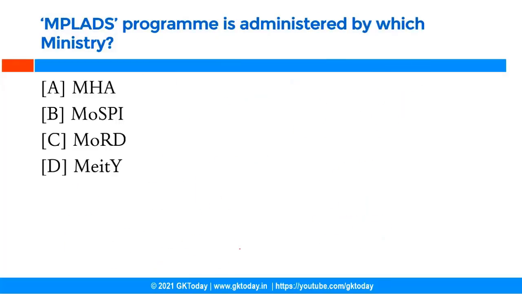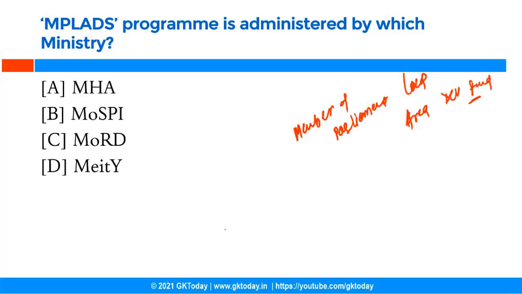Next question is, MPLADS program is administered by which ministry? So MPLADS stands for Member of Parliament Local Area Development Fund, and it is an initiative of MOSPI, that is Ministry of Statistics and Program Implementation. Now please note that this fund is non-lapsable fund.